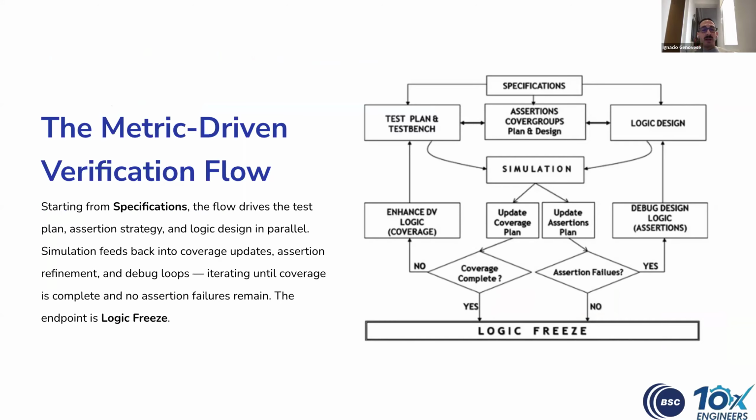So this flow is iterative. We write a test plan, we run simulations, we look at coverage, we see the gaps, and then we write new tests or adjust the constraints to fill those gaps. And we need to repeat this until we have met our coverage goals and all of our assertions are clean. So that's when we are free to say that we are ready for taping out.